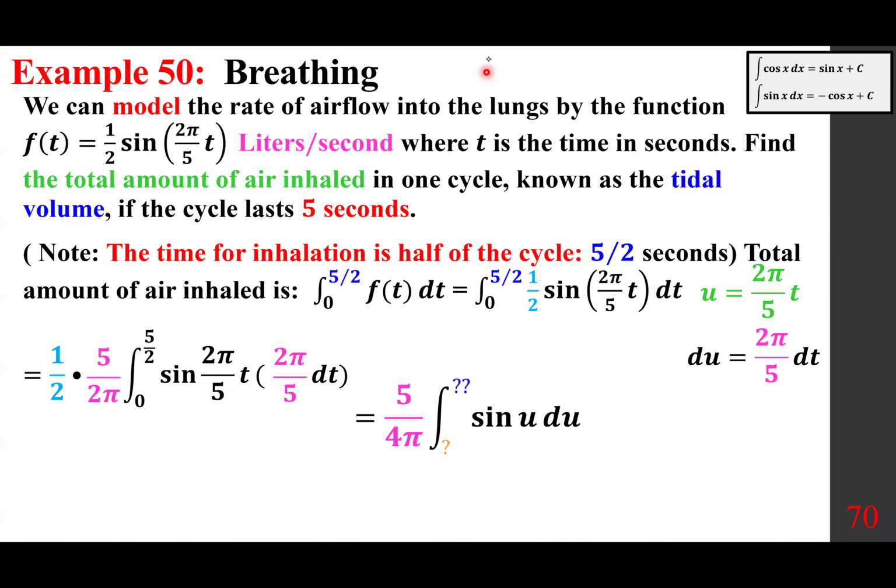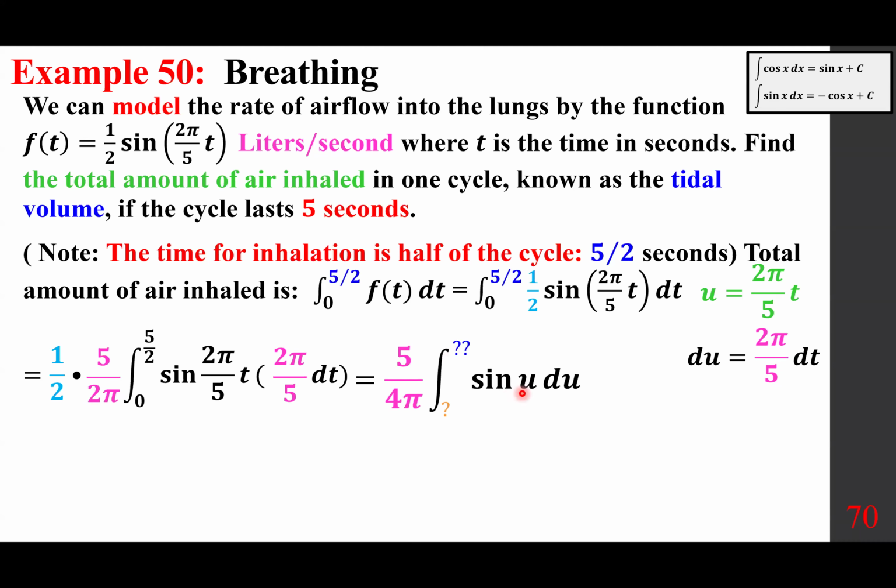All right, so let's write it. Now, I'm going to go over the limits in a moment. So you have the integral of sine, which is negative cosine. So you get 5 over 4 pi times minus cosine u. What are the new limits? Let's find out. If I put the 0 here, I get 0. But what if I put 5 halves? I get 2 pi over 5 times 5 halves, which is just pi.